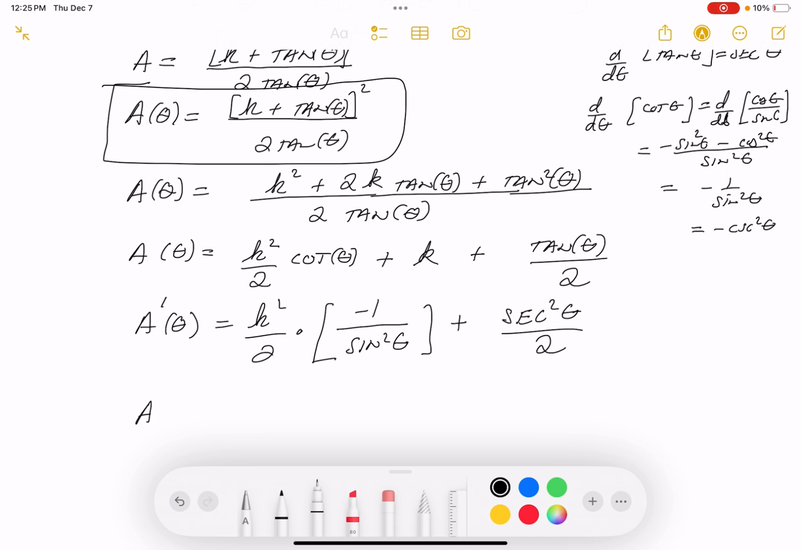Let's keep going. A prime of theta equals minus k squared over 2 sine squared theta plus, well, you know what I'm going to do? I'll multiply top and bottom by sine squared.